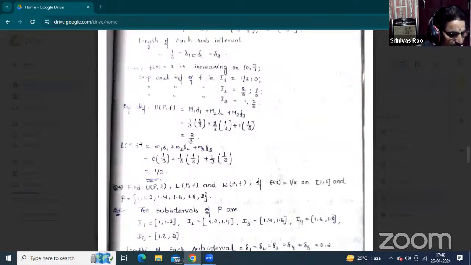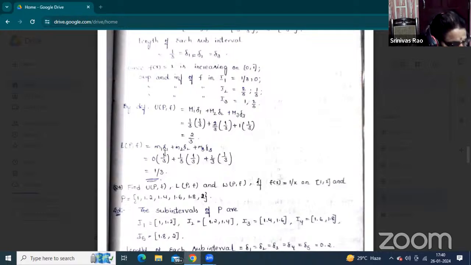And in the same manner, the lower Riemann sum is denoted by L of PF. Sometimes it is read as the lower partition of F. Every partition depends upon the function of the element. Here F is the function, and the element is small x. X also belongs to the interval, and according to the interval we write the partition set. So the lower Riemann sum is denoted by L of PF.